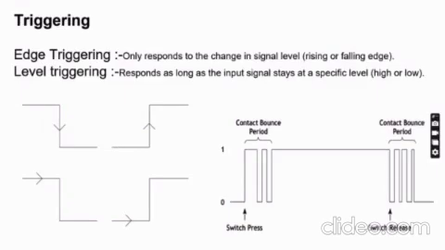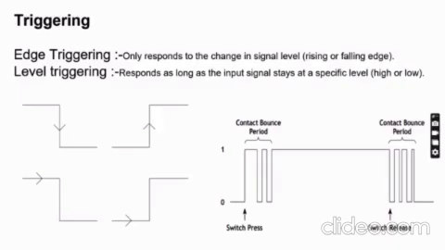Triggering means nothing but to initiate something. Two types of triggering are there: one is level triggering and the other one is edge triggering. Level triggering is to trigger the event based on the value, and edge triggering is to trigger the event based on a change in the value. For example, for level triggering, we can take the TV remote volume switch. For edge triggering, we can take the power button.